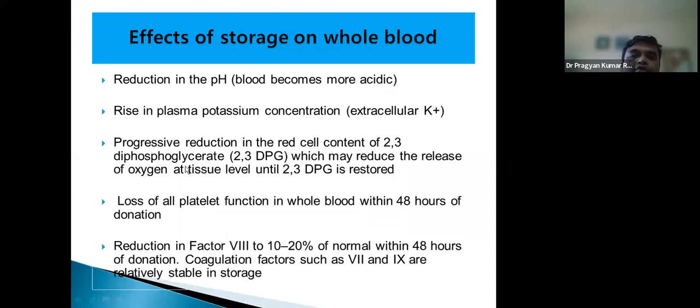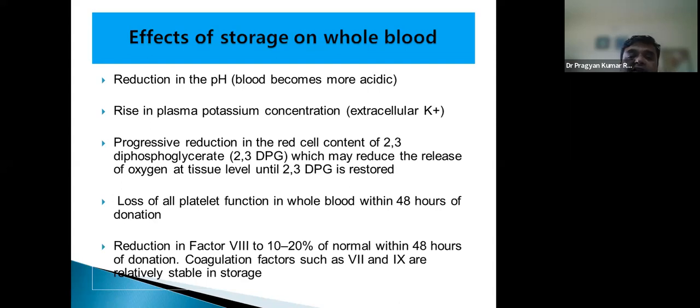Effects of storage on whole blood. When you store whole blood for a longer duration, what happens to it? It causes reduction in pH, blood becomes more acidic. It causes a rise in plasma potassium concentration because there is a lot of hemolysis. So intracellular potassium goes into extracellular space. So whenever you are giving blood, make sure that you have checked the potassium properly of the patient before.